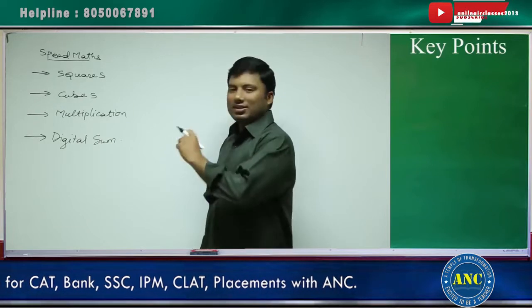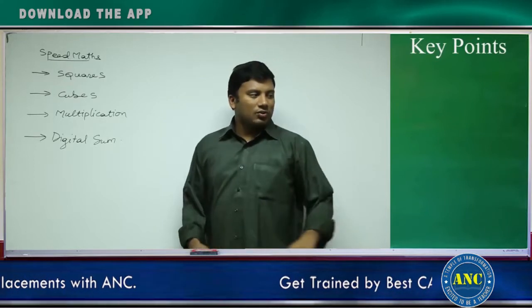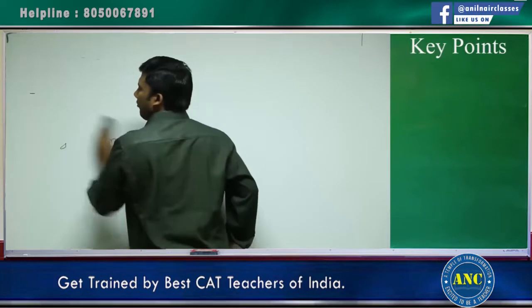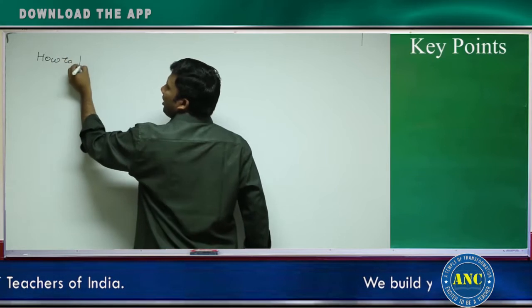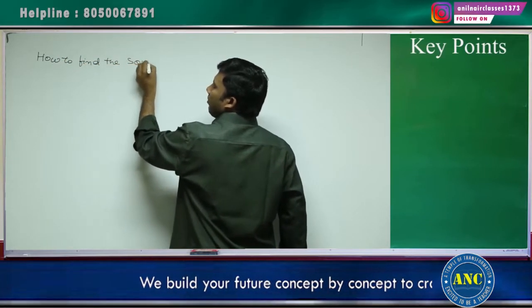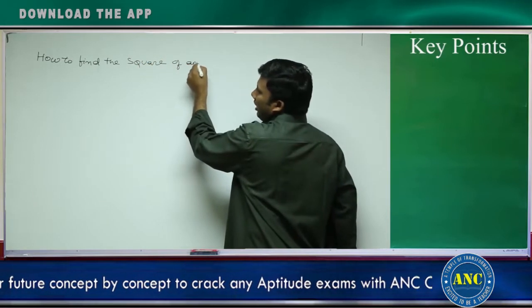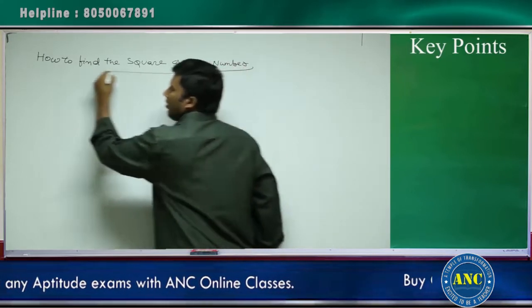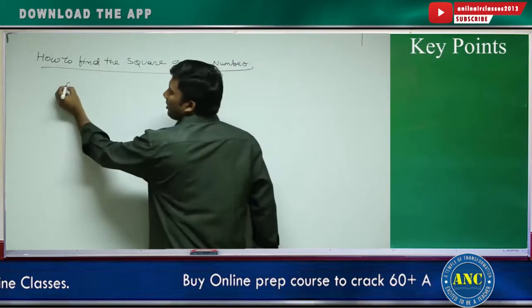Let us straight away start with topic number one. Type 1. How to find the square of a number? For every concept, I will discuss minimum two problems so that you will not face any problem in understanding the concept. To find the square of any number, there are so many logics. One of the primitive logics to find the square of a number is (a plus b) whole square.